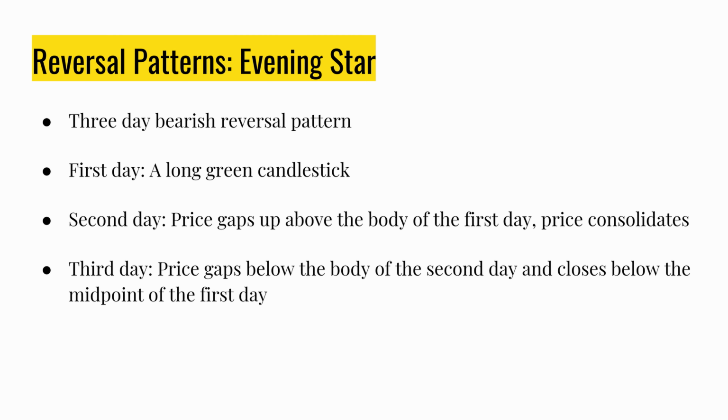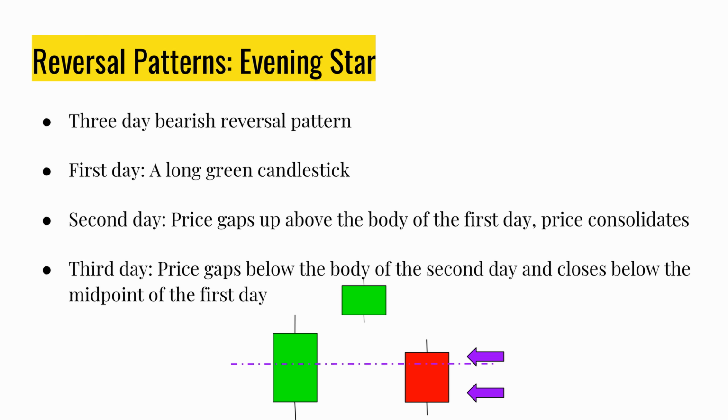To illustrate, this is our long green candlestick. We see that price gaps above the first candlestick, however not much happens as price consolidates for a day. The third day produces a long red candlestick. Here we see we gap down below the second day's candlestick. Also, we close below the midpoint of the first candlestick.